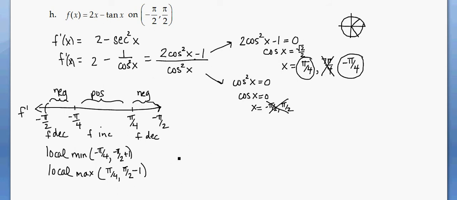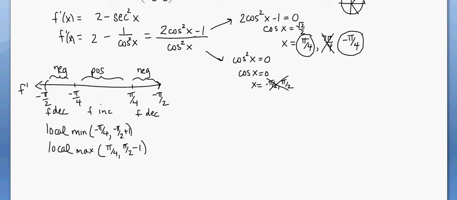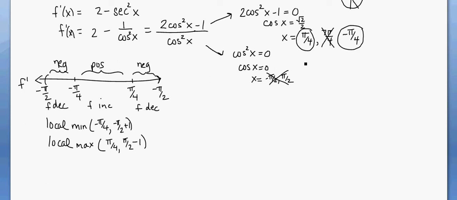We have our local minimum, we have our local maximum, and so now we have to do the whole thing again for a second derivative. Now let's see if I have a little more room down here. Maybe I'll change color so it makes it easier to find. Okay, so now let's do the second derivative.